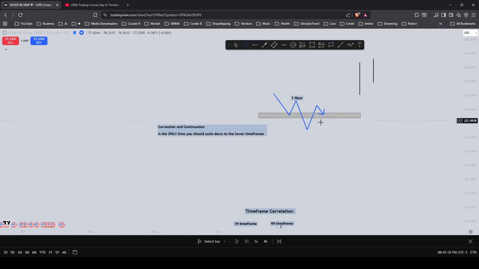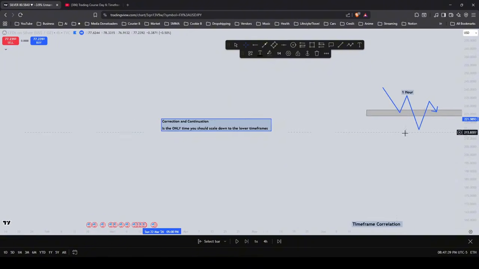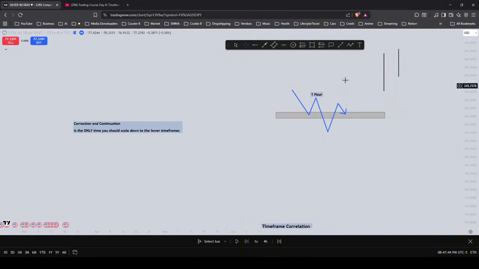You feel me? So, for example, let me move this because I'm going to give y'all a better example of actually how it looks on the chart. So, let's say this is how the chart works. Let's say this is the hour chart, right?